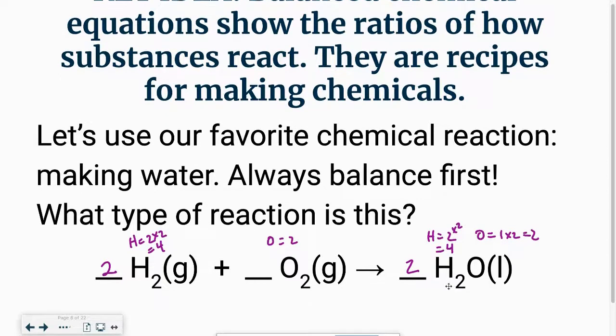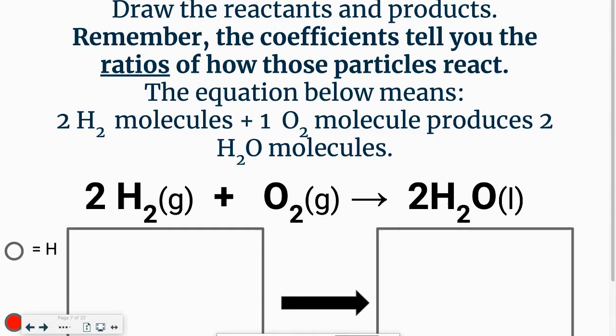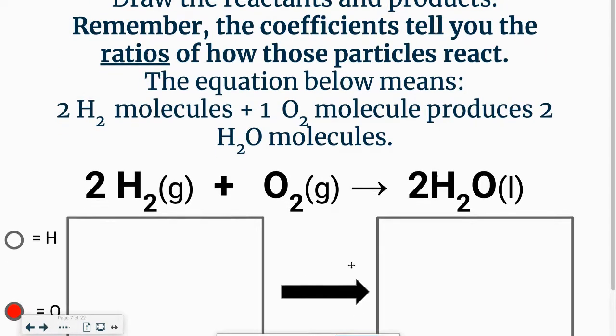What type of reaction is this? If we look at the number of products here, we only have 1 product. And as soon as you see just 1 product, we know this is a synthesis reaction. So we've balanced this equation, and now we have the balanced reaction here.